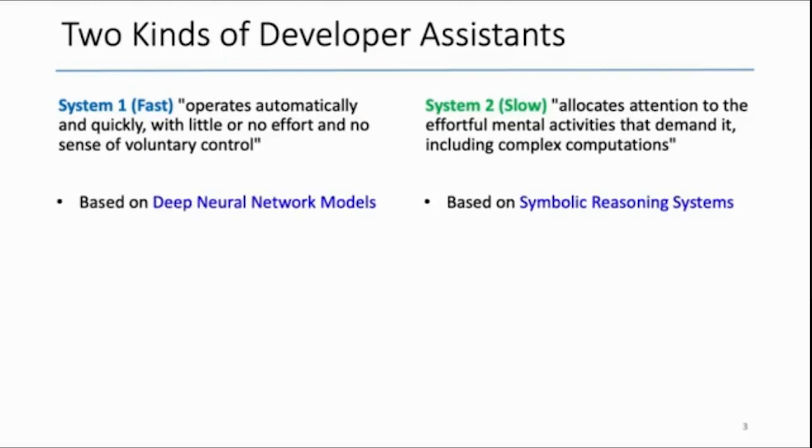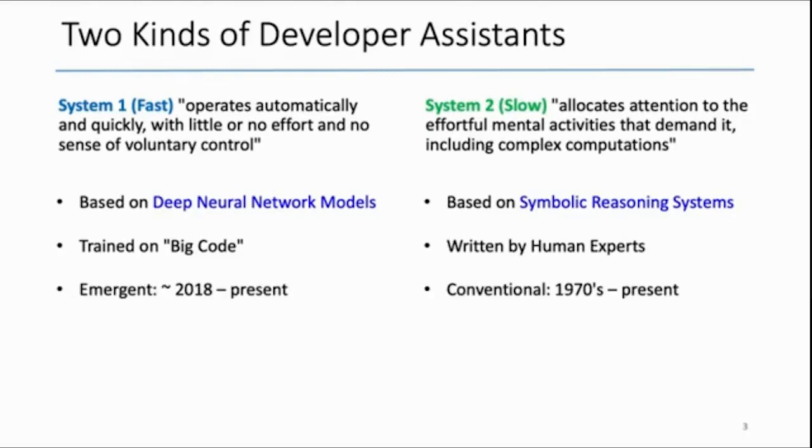Right? So what do these two kinds of developer assistants look like? Well, the ones based on system 2 use what is called symbolic reasoning, right? While the ones based on system 1 are based on deep neural network models. The system 2 based tools are written by human experts, while the system 1 based tools are trained on large corpuses of code. And system 2 based tools have been around pretty much as long as programming has been around, so since the 1970s, and continues to this day, whereas the system 1 based tools are much more recent. They have just been around since 2018.